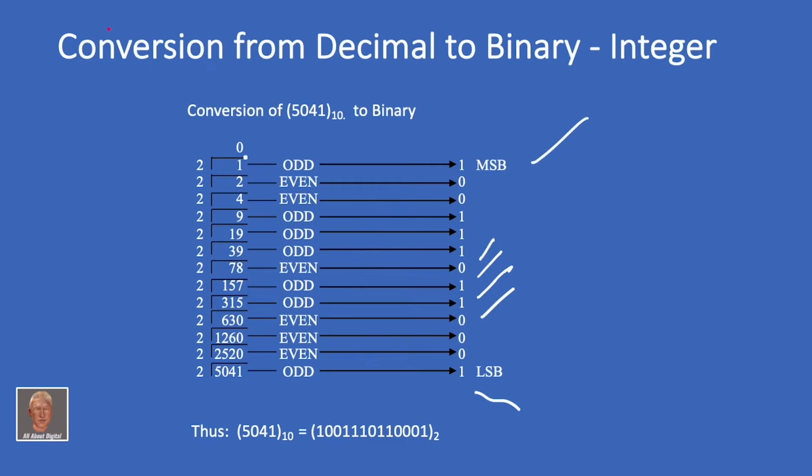So you wait until you get to a 0 right here. And then you know you're done. So 5041 base 10 is equal to, starting from the most significant bit, 1 0 0 1 1 1 0 1 1 0 0 0 1. And that's what we have right here. Okay?